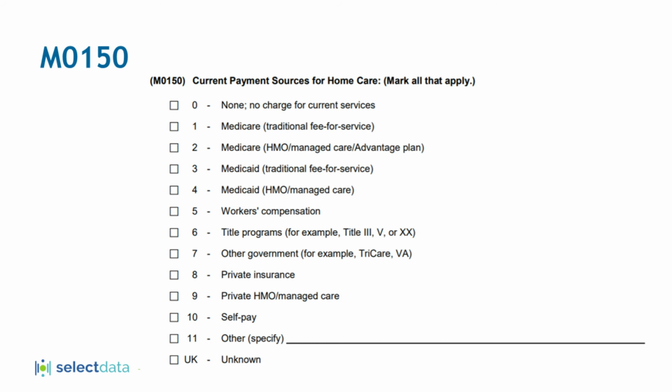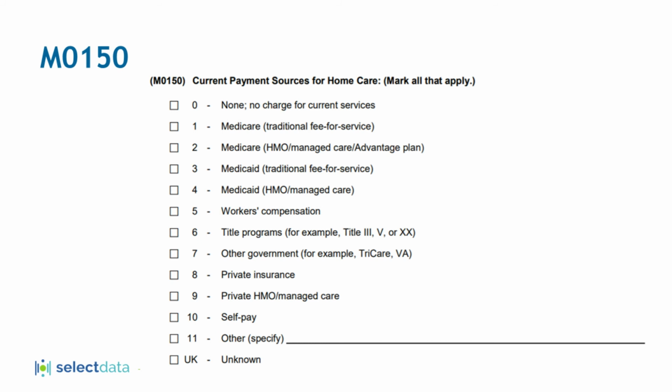Title 20 Goal 1, to prevent, reduce, or eliminate dependency. Goal 2, achieve or maintain self-sufficiency. Goal 3, to prevent neglect, abuse, or exploitation of children and adults. Goal 4, to prevent or reduce inappropriate institutional care. Or Goal 5, to secure admission or referral for institutional care when other forms of care are not appropriate.